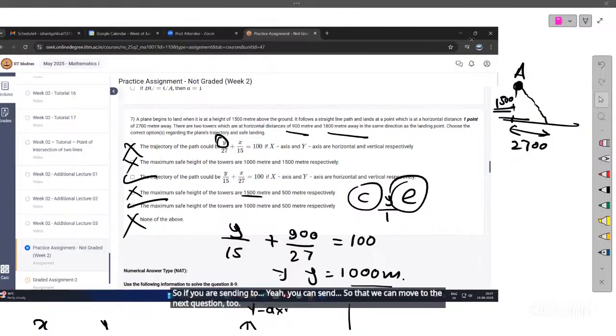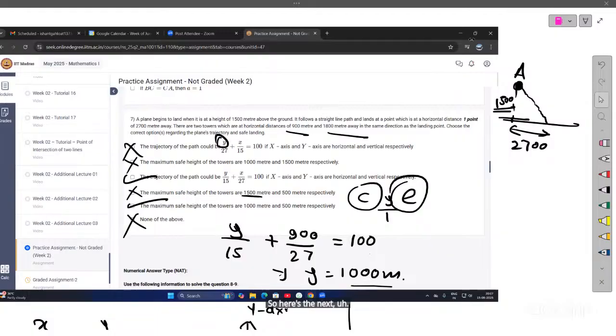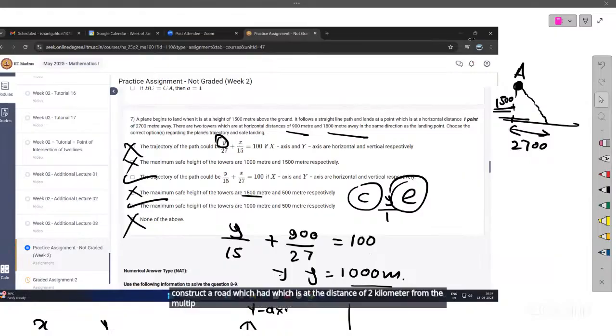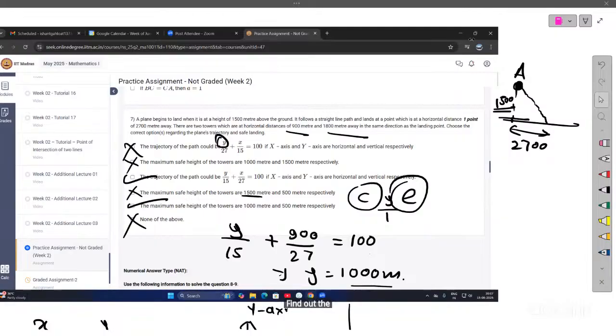So here is the next question. A customer is asked to construct a road which is at the distance of root 2 kilometer from the municipality office, and a particular road can be identified by the equation of a straight line. Find out the possible equations of straight lines to represent the new road to be constructed.